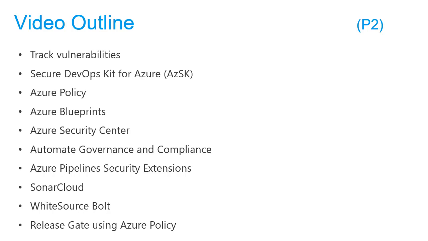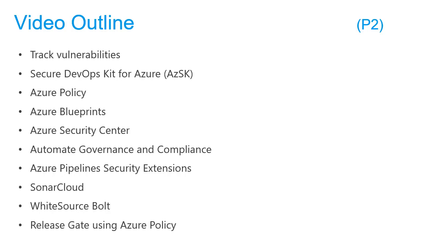Then I will introduce Azure Policy and how we can configure and assign policies for different Azure components. Then we will introduce Azure Blueprints and how it works as a high-level container for role-based access and Azure policies, as well as resource groups. Then we will talk about Azure Security Center. After that, we will talk about how we can automate governance and compliance with different tools and techniques to make sure that we have continuous assurance.